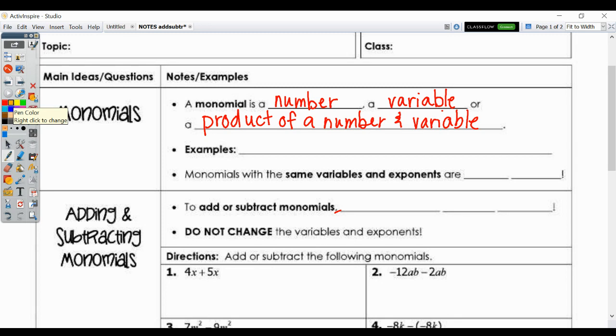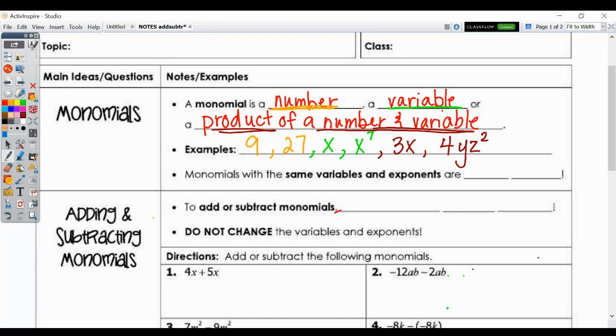So a monomial could be a number. A number, for example, is 9, or it could be 27. That's the number part. A monomial could be a variable. So that could be x, or that could be x to the 7th. Or it could be the product of a number and variable. So it could look like 3x, or it could look like 4yz squared. All of those are monomials.